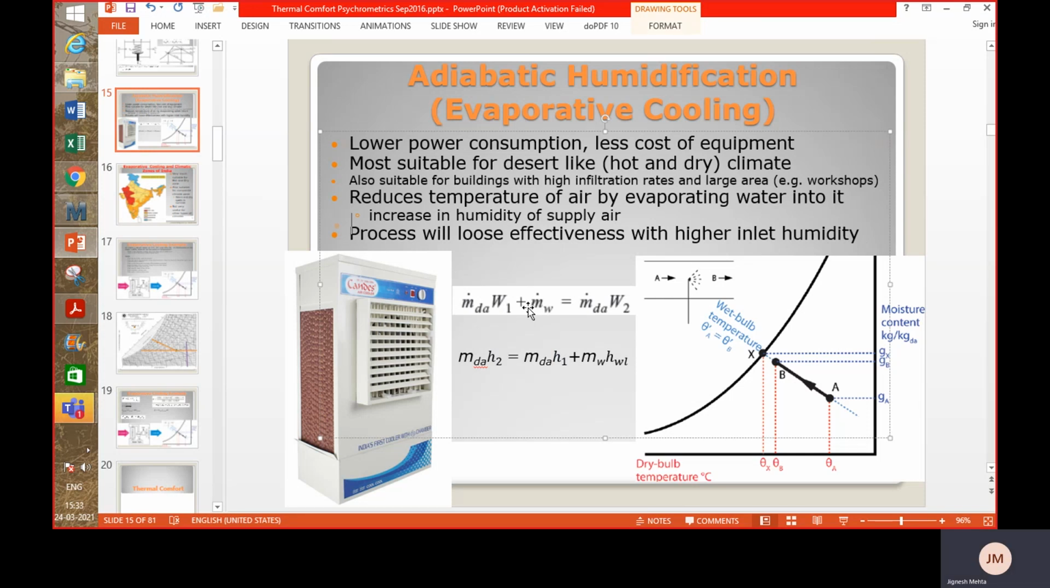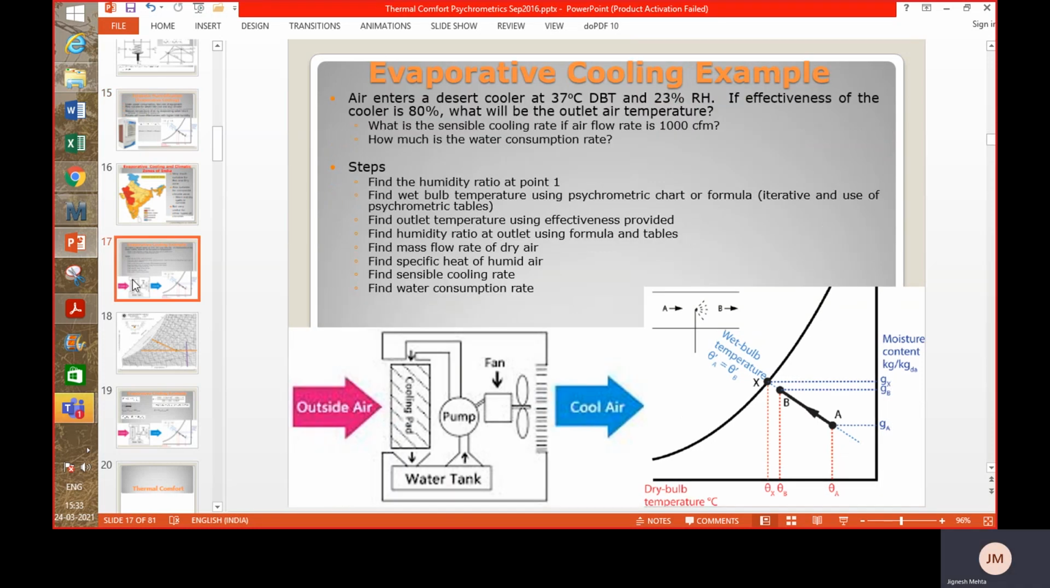So let us take now one numerical and understand the performance parameters of such systems. So you can read the data for the example here. Air enters a desert cooler at 37 degrees Celsius dry bulb temperature and 23% RH. If effectiveness of the cooler is 80%, what will be the outlet temperature of air? What is the sensible cooling rate if air flow rate is 1000 CFM? How much is the water consumption rate?